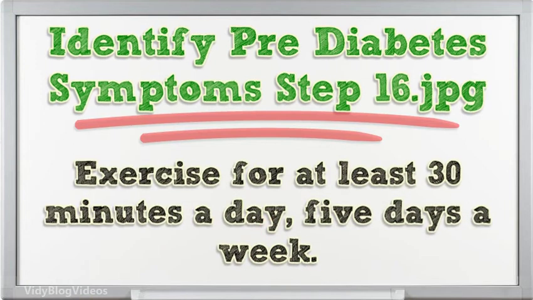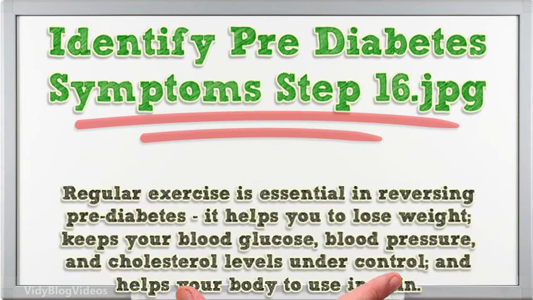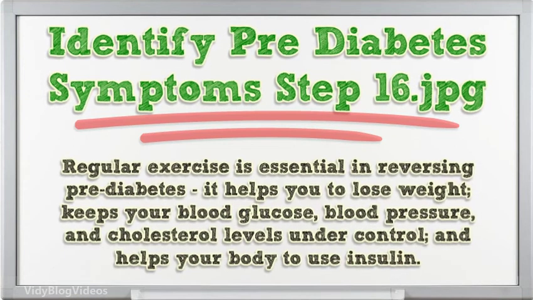Exercise for at least 30 minutes a day, 5 days a week. Regular exercise is essential in reversing prediabetes. It helps you to lose weight, keeps your blood glucose, blood pressure, and cholesterol levels under control, and helps your body to use insulin.